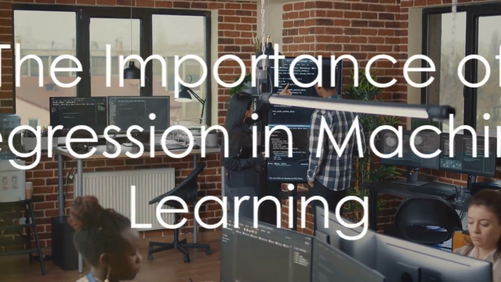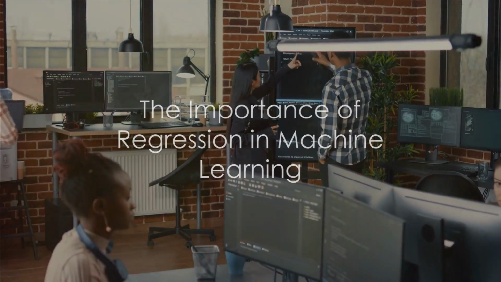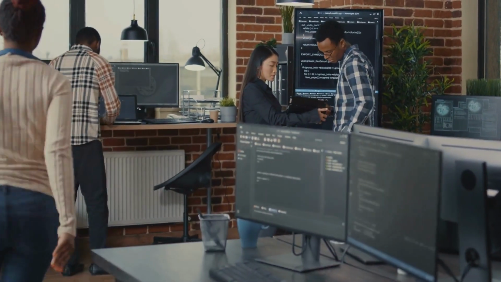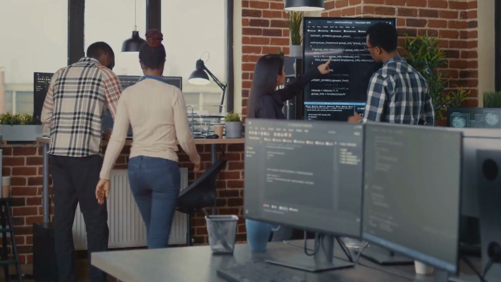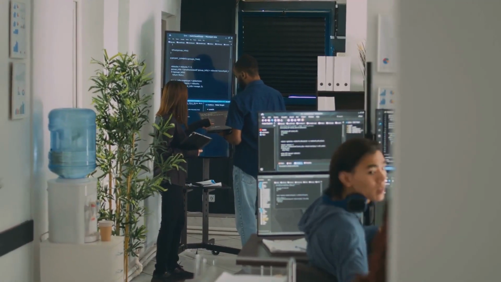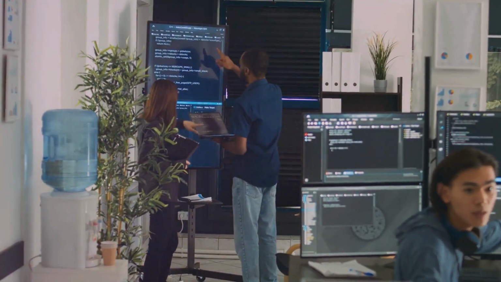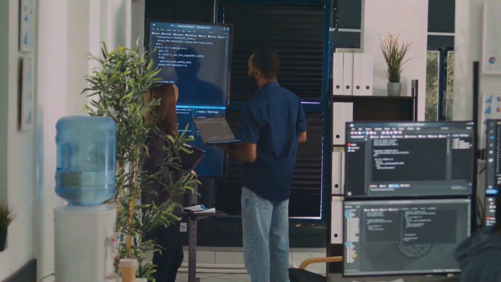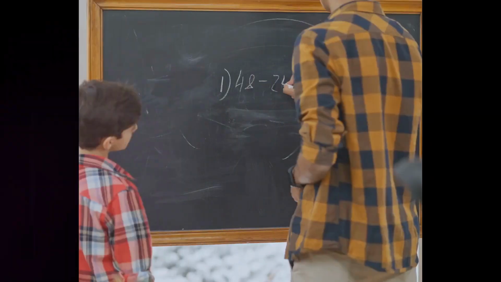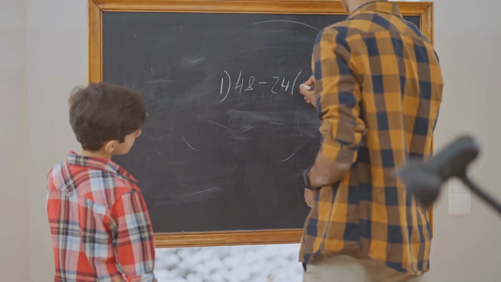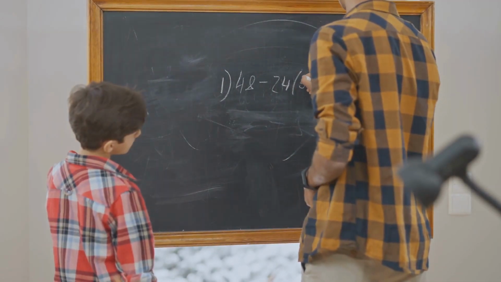Why does regression occupy such a crucial role in the realm of machine learning? It's not just about predicting numerical outcomes or establishing statistical relationships. At its core, regression provides us with a way to understand and interpret the complex dynamics of the world around us. One of the most innovative approaches to regression is the Least Angle Regression, or LARS.